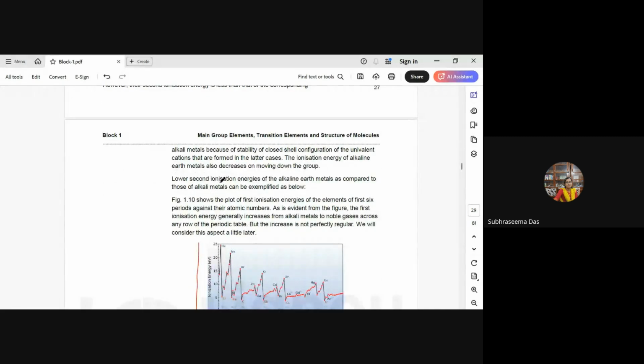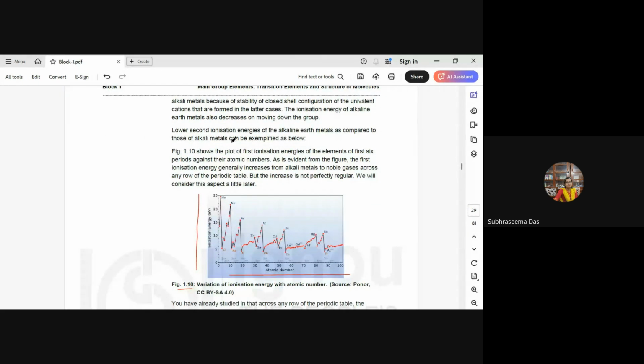So we can take an example of the lower second ionization energy of the alkaline earths. Here in figure 1.10, it shows the first ionization energy of the elements of the first 6 periods against their atomic numbers. The first ionization energy generally increases from alkali metals to noble gases across any row of the periodic table, but the increase is not perfectly regular.